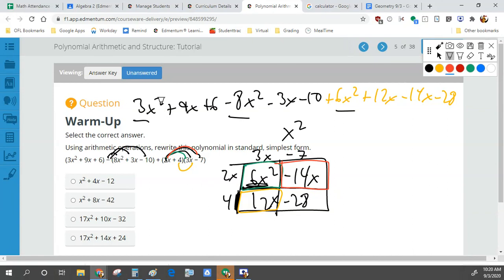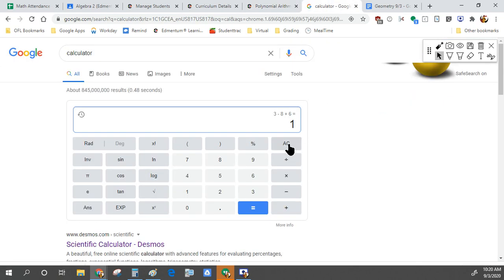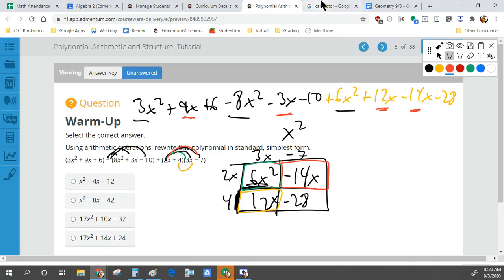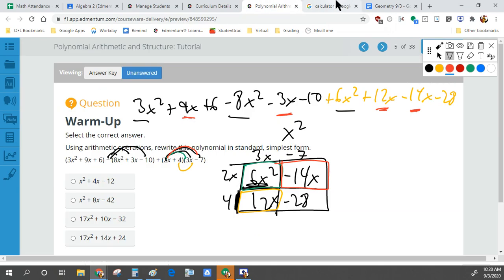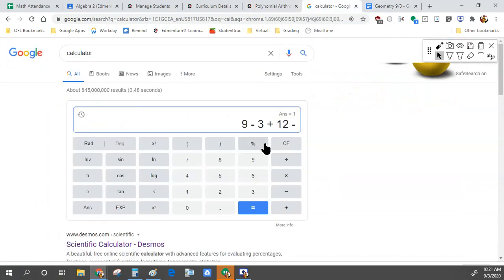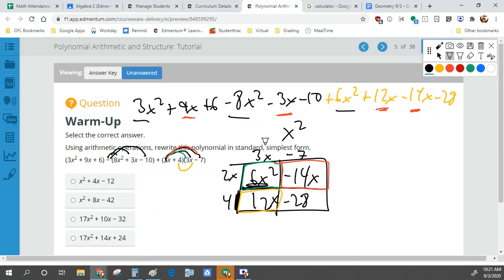Then I'm going to keep track of all of my x's. All right. So 9, negative 3, 12, negative 14. So 9 minus 3 plus 12 minus 14. I'm going to get 4x. So this becomes plus 4x.